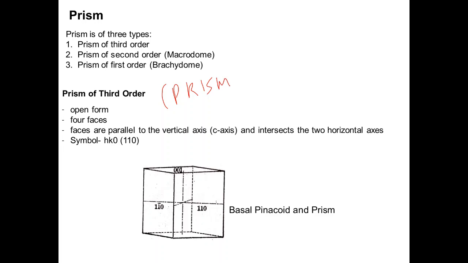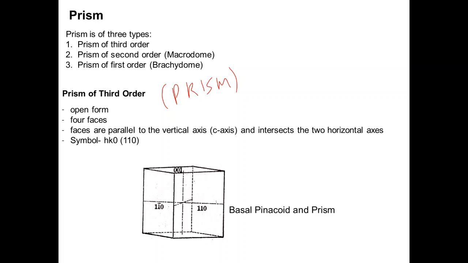So if you remember, you know that a prism is an open form with four faces. In this case, if you recall what I told you in the tetragonal system, a proper definition of a prism is that the four faces that constitute this open form have to run parallel to the c-axis. That is the typical definition of a prism face.